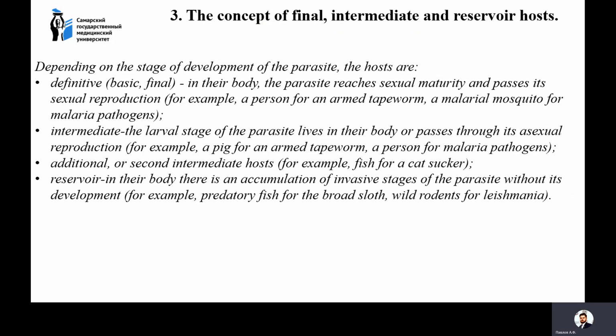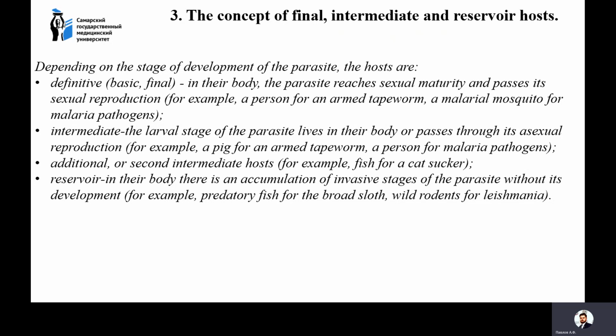Depending on the stage of the development, the parasite's hosts are definitive, intermediate, and so on. In the definitive host's body, the parasite reaches sexual maturity and undergoes sexual reproduction. For example, a person for the armed tapeworm and the malarial mosquito for malaria pathogens.